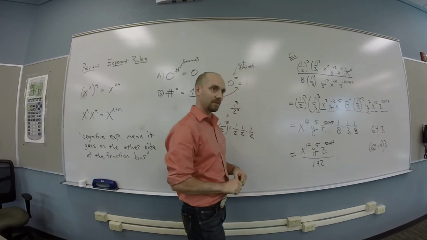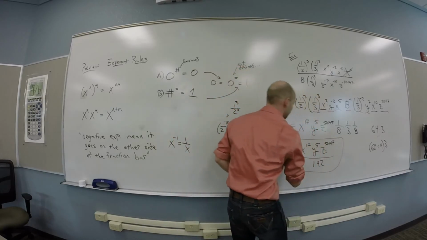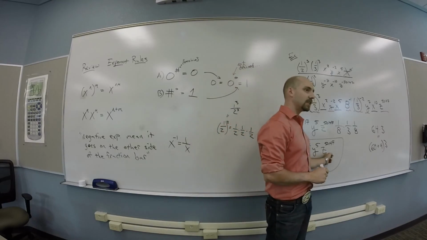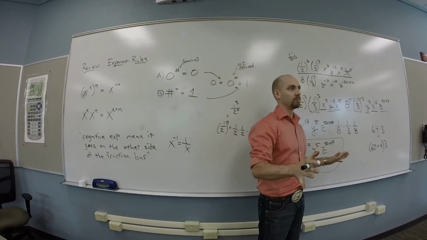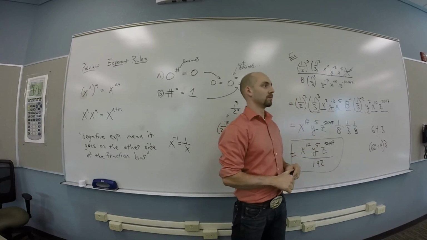And then is that done? Yeah. And that is as simple as I can get it, right? Because I've got x's, y's, z's, and numbers. I can't combine those in any way because they're not like terms, right? That's cool.